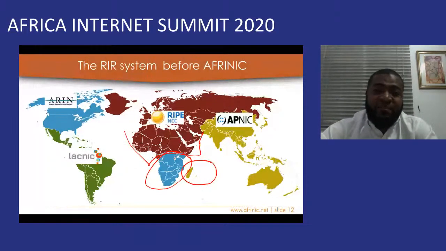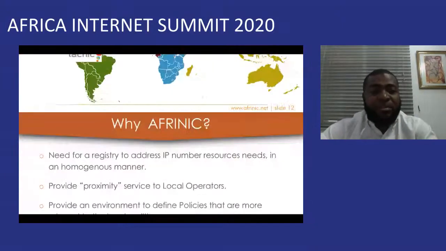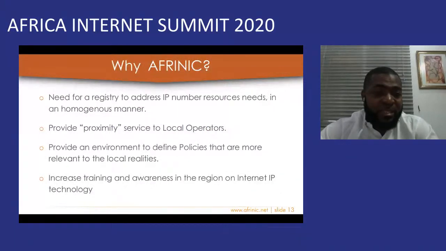So this means that before AFRINIC, when one organization in Africa wanted to get IP addresses, they had to be ARIN policy compliant, or RIPE policy compliant, or AFRINIC policy compliant. And the realities were not the same. So those are the points that led the African community to say that we need our own regional internet registry.